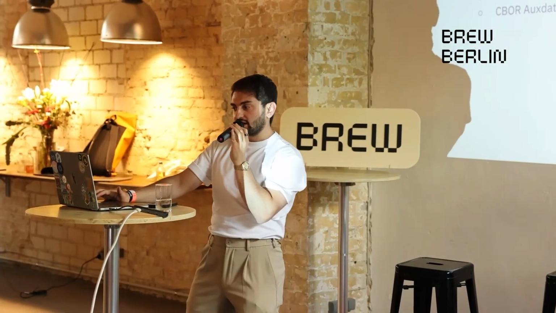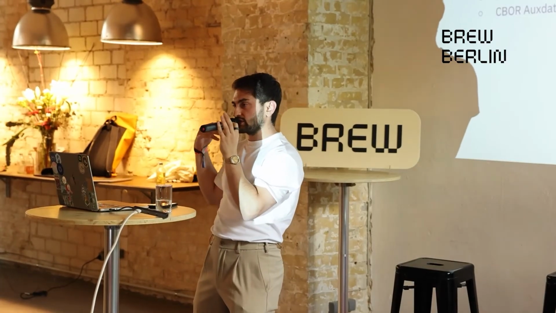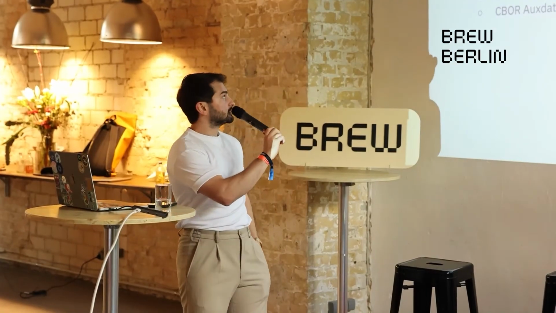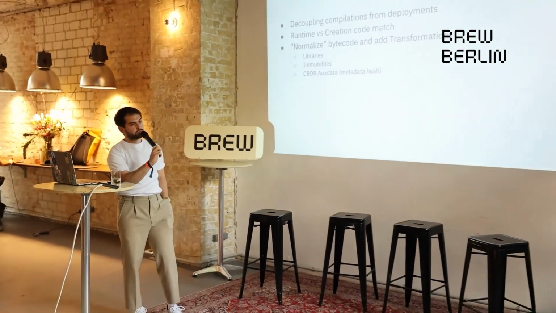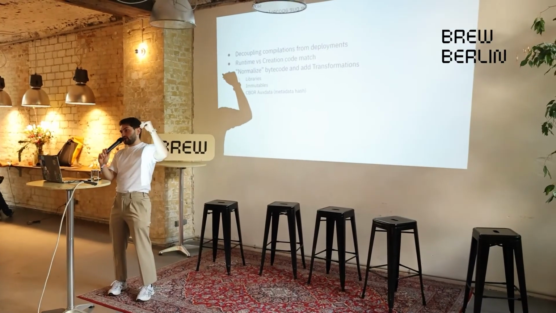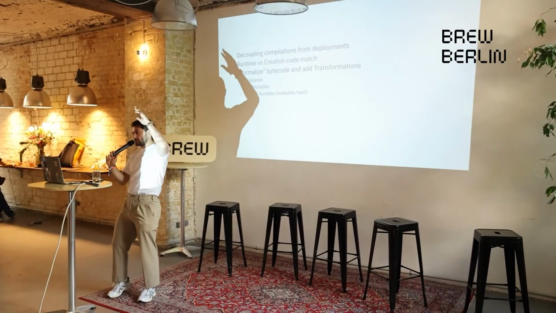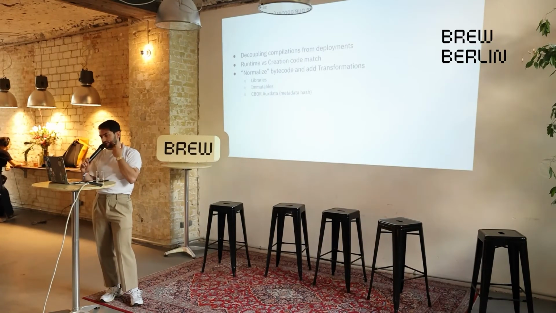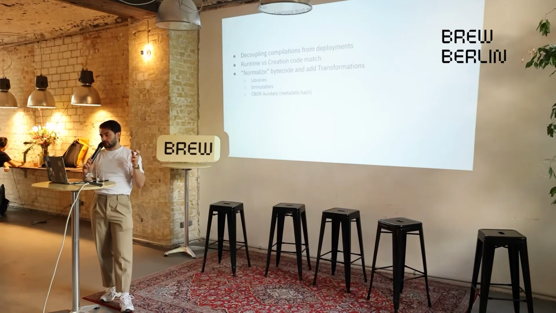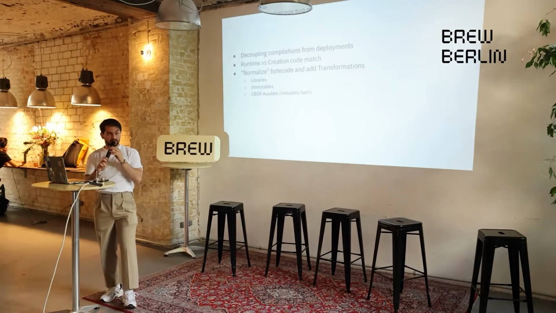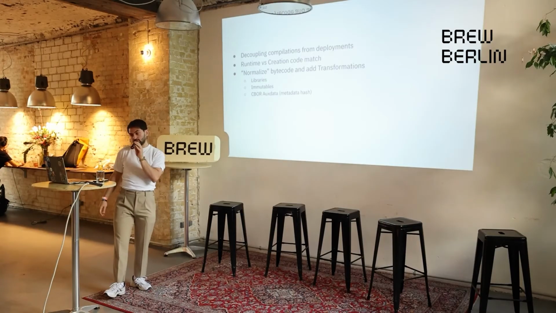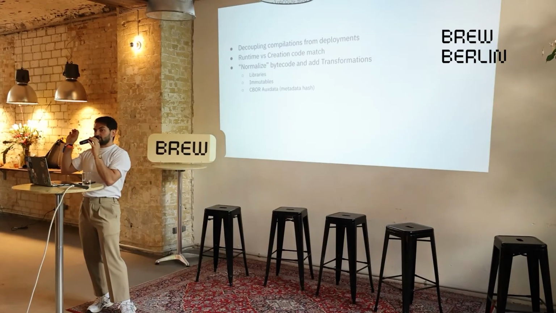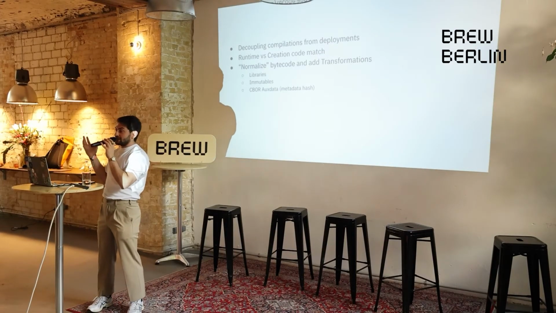As I said, we decouple the compilation from deployment so that we can reuse everything. And you can verify the contracts with either runtime or creation code. So we have separate fields for whether you verify this contract with the runtime code or the creation code. And one of the neat things we do is we normalize the bytecode when we are verifying, and we add transformations on top of that. Transformations are what we add on top of the bytecode.